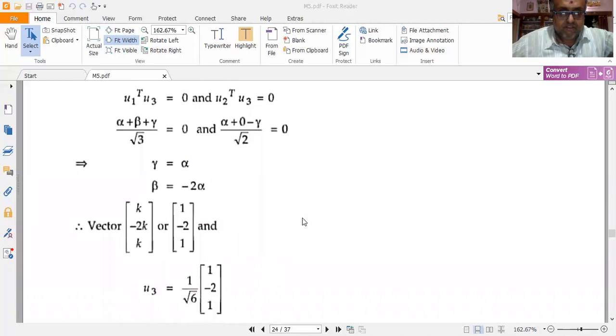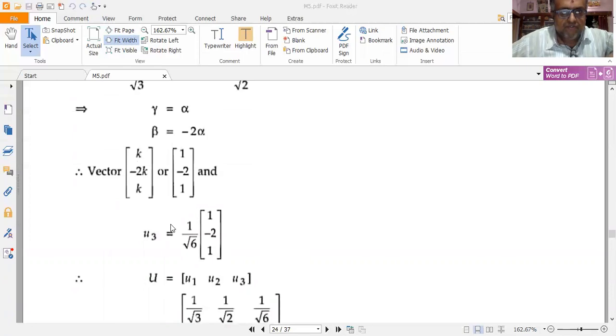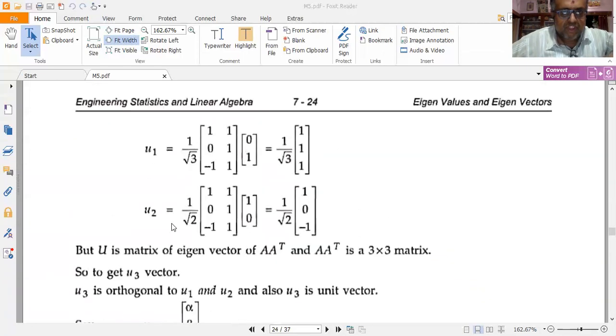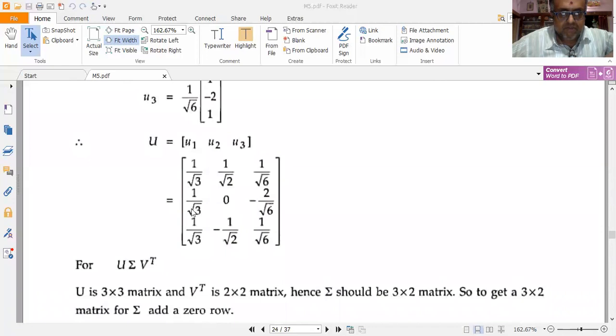U3 is equal to 1 by root 6, 1, minus 2, 1. So U is a column matrix consisting of U1, U2 and U3. Now substitute the corresponding values. So U1 is 1 by root 3 multiplied by 1, 1, 1. So 1 by root 3, 1 by root 3, 1 by root 3.